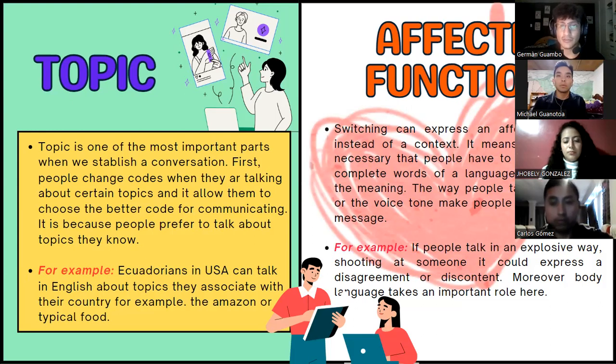Let's talk about the affective functions. When we talk in any language, we express affective emotions. The way people talk, the accent or the voice tone, makes people understand the message. It means that you don't have to speak the language, but the body language and the voice tone that you use can express and give the message to the other person. So if people talk in an explosive way, for example, shouting at someone, it could express disagreement or discontent.